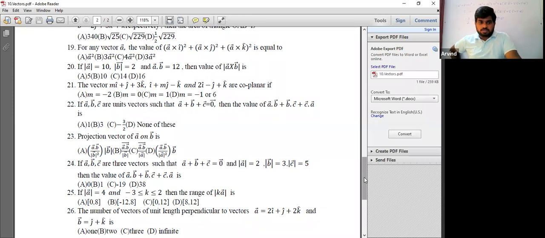Try out this one. This is as similar as the 22nd question. A, B, C are three vectors such that A plus B plus C is equal to 0 and mod A is 2, mod B is 3, mod C is 5. Then what is the value of A dot B plus B dot C plus C dot A? Exactly the 22nd question.